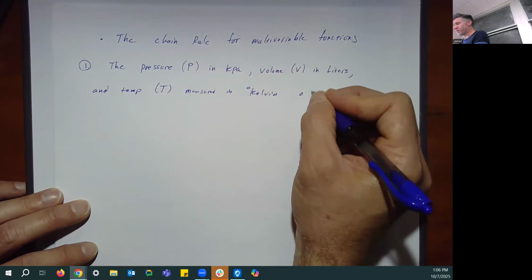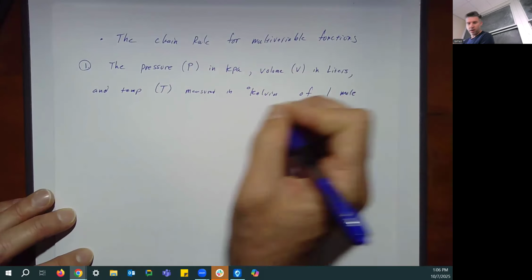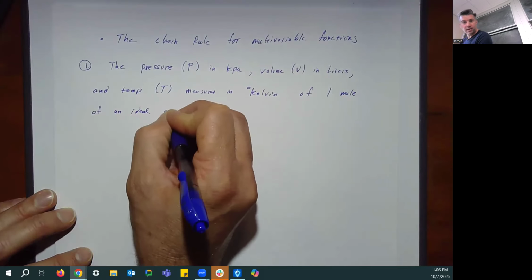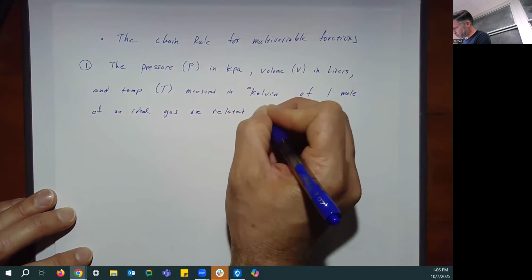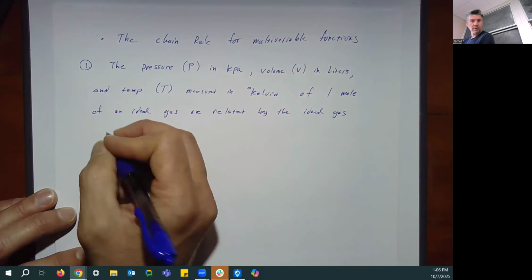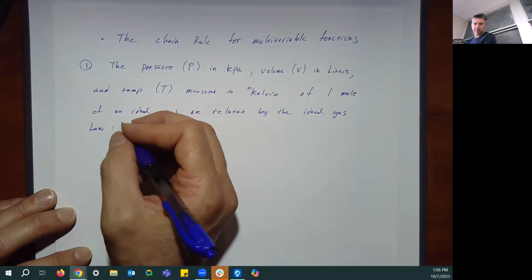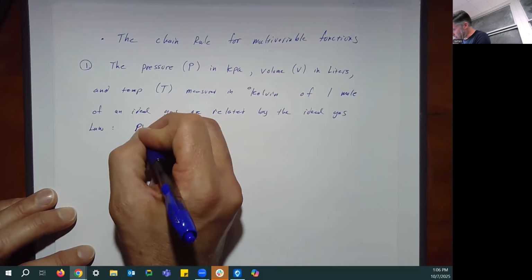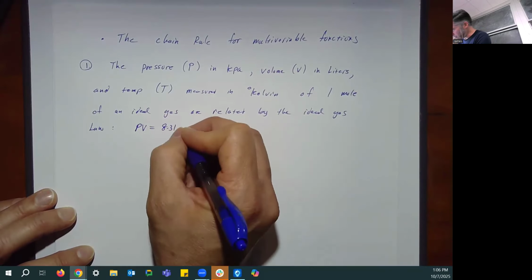Okay. If any of you take chemistry, you know what I'm about to say probably. Of 1 mole of an ideal gas are related by the ideal gas law, which is, I think it's PV equals nRT, but we have n and R, so we have P times V equals the quantity nR, which is 8.31 in this context, times the temperature T.